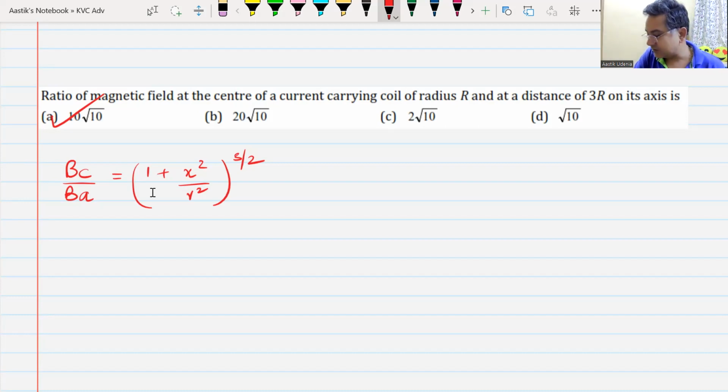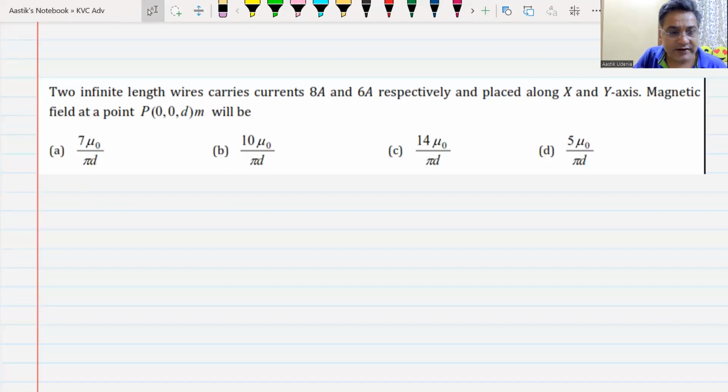This one then, the last one in this category. Then we'll move ahead. Two infinite length wires carry current 4A and 6A respectively and are placed along the x and y axis. The magnetic field at the point (0, 0, D) is?